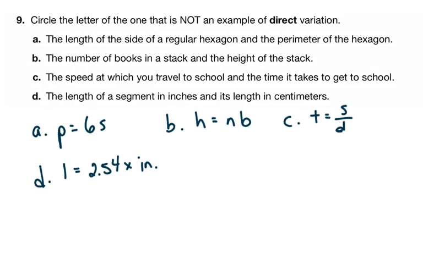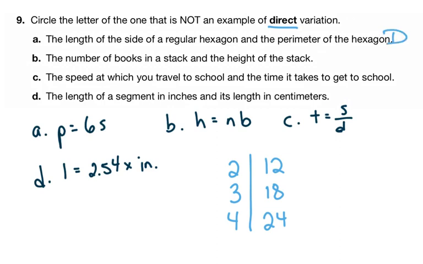So on here, we're going to look for one that is not an example of direct variation. Remember, they both have to go up or increase, and they have to both go down or decrease. So the length of a side of a regular hexagon and the perimeter of a hexagon. If the length of the side is 2, and we multiply that times 6, the perimeter is going to be 12. So 2 and 12. If it's 3, we still multiply times 6, and it's going to be 18. Did both those numbers go up? Yes, they both increased. If it's 4, it will be times 6, which is 24. Did that increase? Yes. So A is definitely direct variation. D for direct.